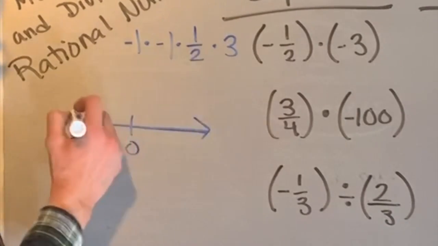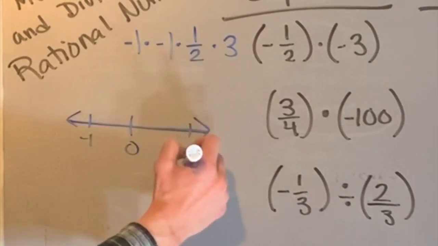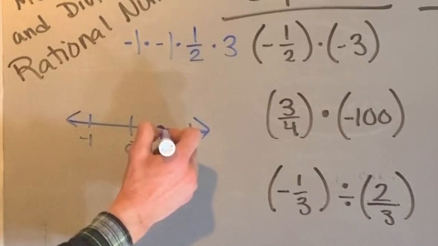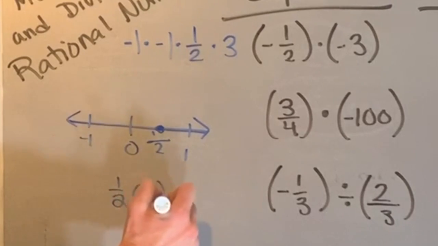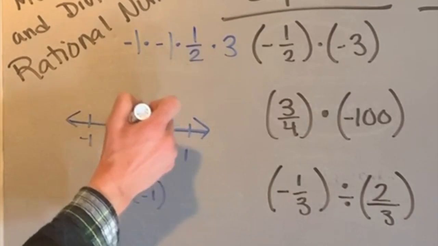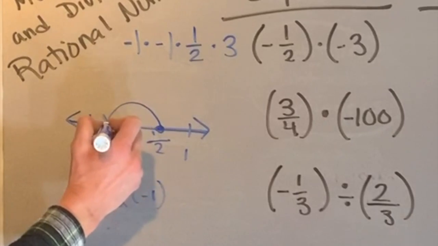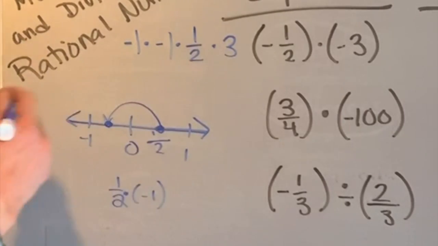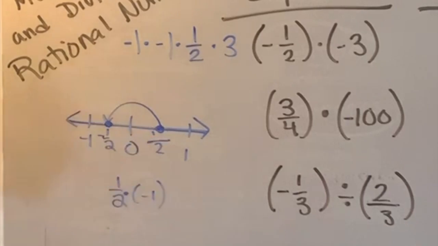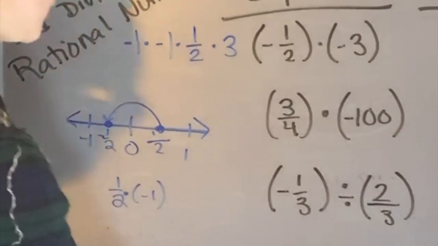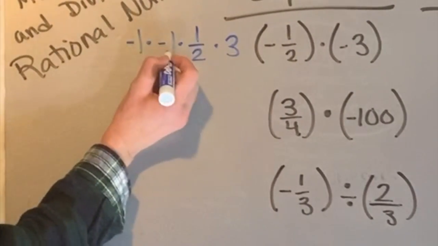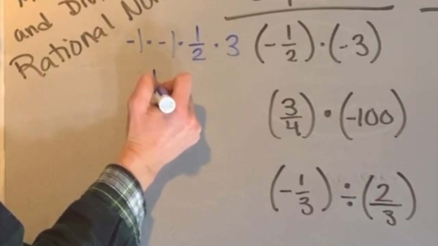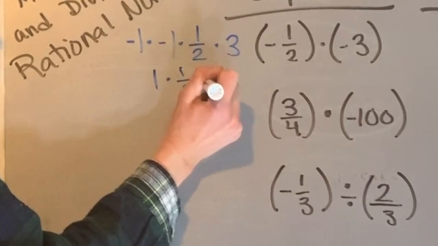So if we have 0 here on our number line and -1 and +1, and we have 1/2, and we multiply 1/2 by -1, it's really just saying, mirror image, go to the same distance from 0, but on the other side of 0 to get the opposite. So multiplying by -1 is taking the opposite of. And here we can see that we have the opposite of -1, which is +1 times 1/2 times 3.